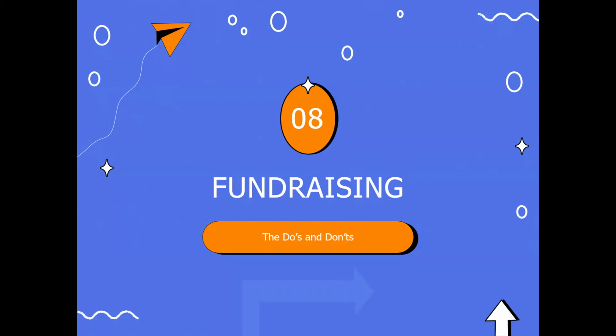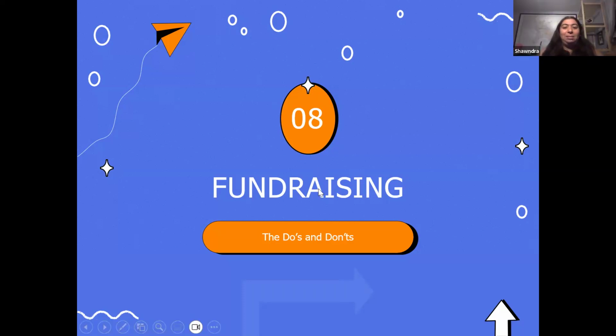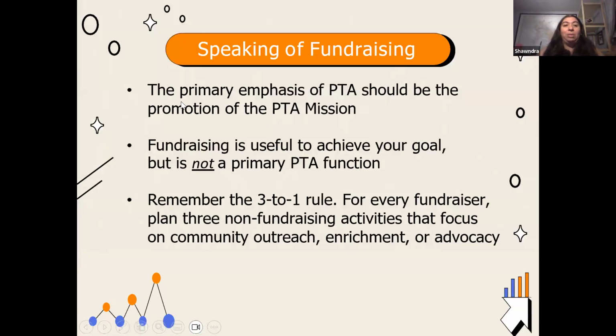And this is actually our last section, I believe. It might answer some of those questions. It's some of the bigger ones that we typically get. So we're going to go over fundraising do's and don'ts. Just remember that the primary emphasis of the PTA should be promotion of the PTA mission. Fundraising is useful to achieve our goal, but it is not the primary PTA function. We are not here just to raise money for events or for the school. Remember the 3-to-1 rule. For every fundraiser, plan 3 non-fundraising activities that focus on community outreach, enrichment, or advocacy.